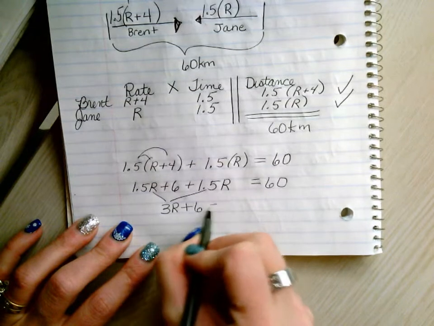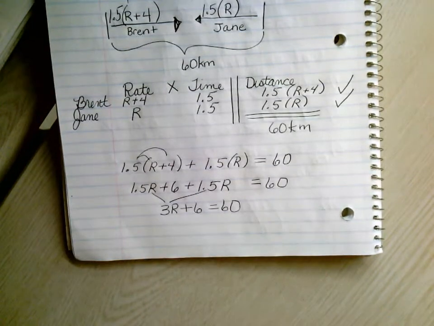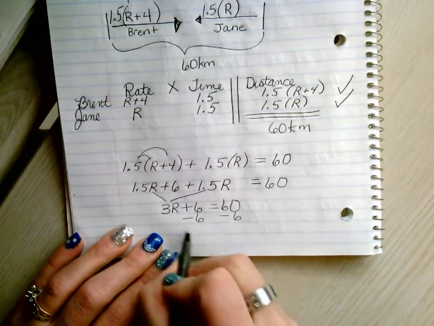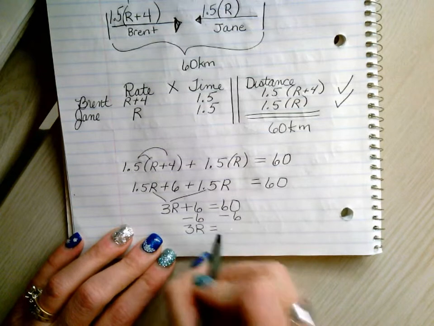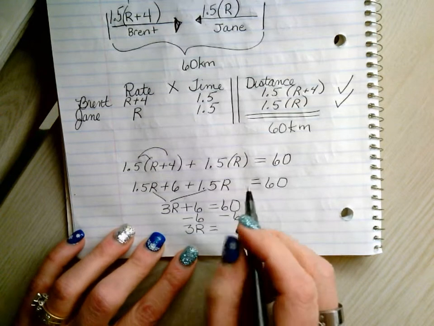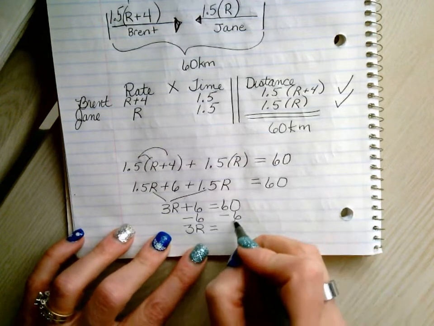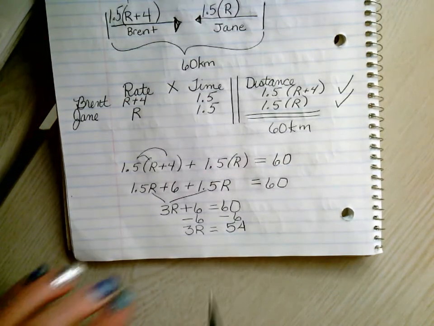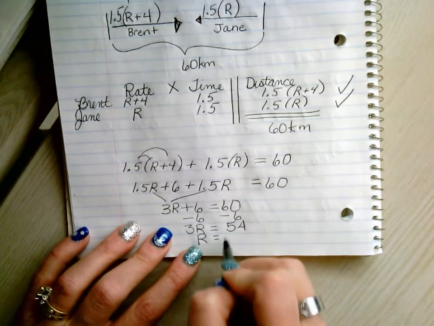3R plus 6 equals 60. Are we able to solve it from here? I think so. Subtract 6. 3R equals, what do we end up with, 56? 54. Let's try subtracting, Mrs. Myers. Very good. Subtracting properly. Divide by 3, and you end up with R equaling 18.